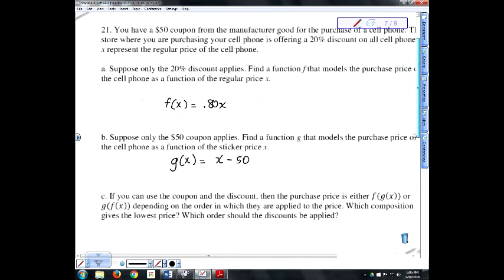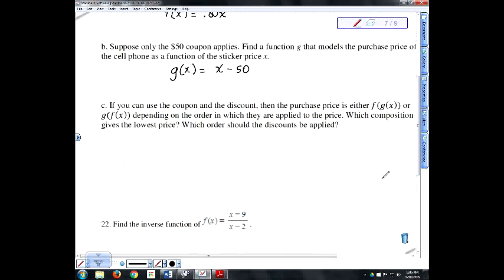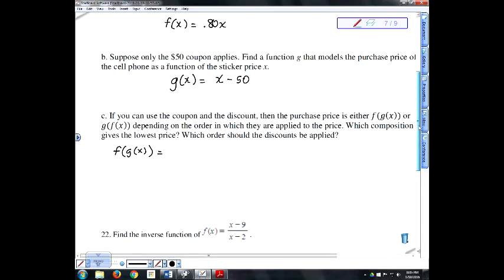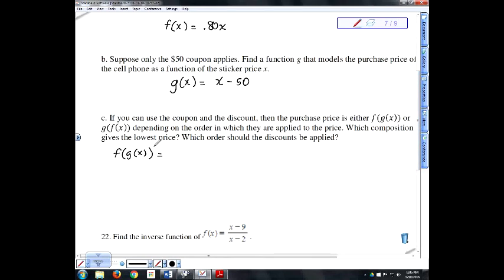Now, if you can use the coupon and the discount, then the purchase price is either the composition f of g of x or g of f of x, depending on the order that they are applied. So f of g of x is the g function going in place of the f function. So this would be 0.80, and then instead of x, I'm going to make an empty parenthesis, and that's replaced with x minus 50, so that's 0.80 x minus 40. So you pay 80% of the purchase price, and then you take $40 off of that. That's what f of g of x is saying.